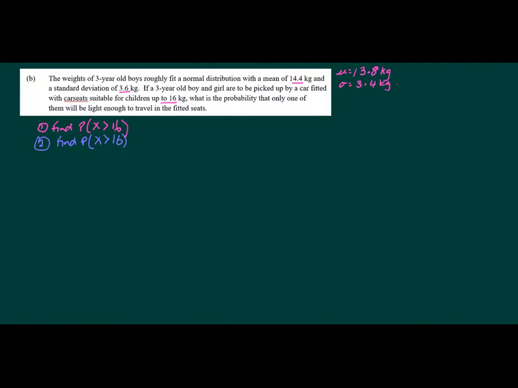So basically, if we were to draw our diagrams, what we're looking at here is that 16 is obviously bigger than the mean in both cases. We're looking for that probability. From there we're going to draw a tree diagram and work out the last part of the question. But first of all, we need to find out the probability that they are heavier or lighter, for that matter, than the 16 kilograms.